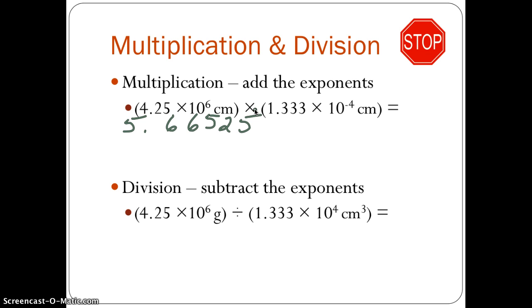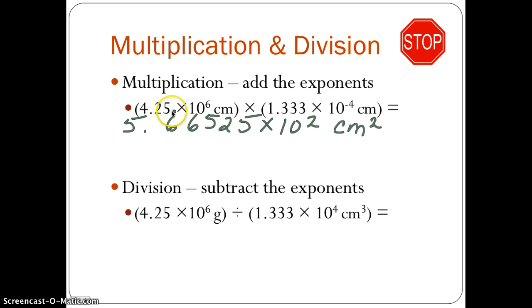Now with the exponents, all I'm going to do is add those up. If you add 6 and negative 4, you're going to get an exponent of 2. So this is going to be times 10 to the second power. If we multiply our metric units together, then we're going to get a centimeter times a centimeter, which is a centimeter squared. So this is a very simple problem.